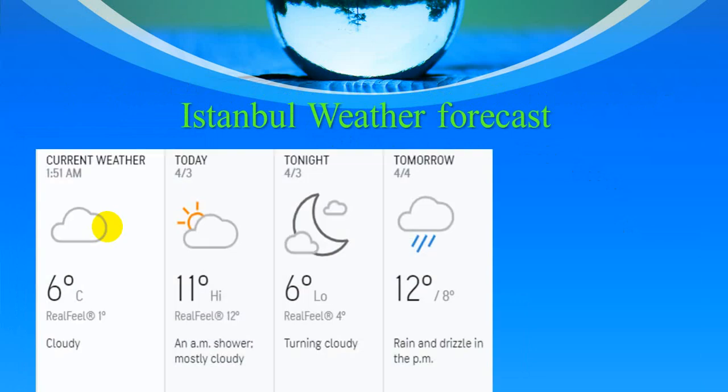Now, Istanbul weather forecast from Google. Current weather, الطقس الحالي, cloudy, غائم. Today, shower at AM, صباحا, shower, so mostly cloudy. So it was showery today. Wow. Tonight, turning cloudy. Tomorrow, which is today, of course, rain and a drizzle in the PM, مساء. It will rain and drizzle. So be prepared. Prepare your hot chocolate or hot drink and wear warm clothes and socks. Socks are the most important part.